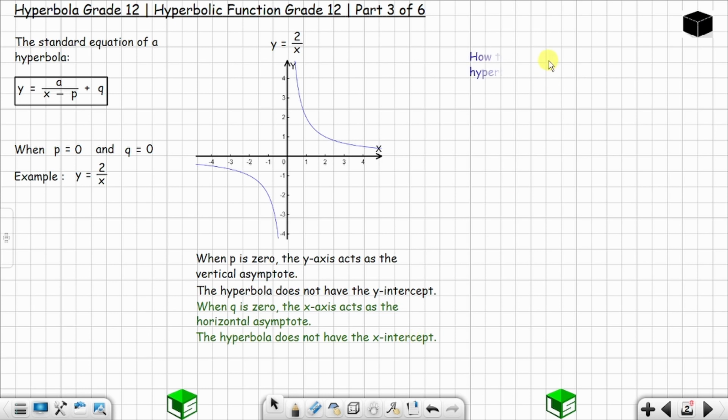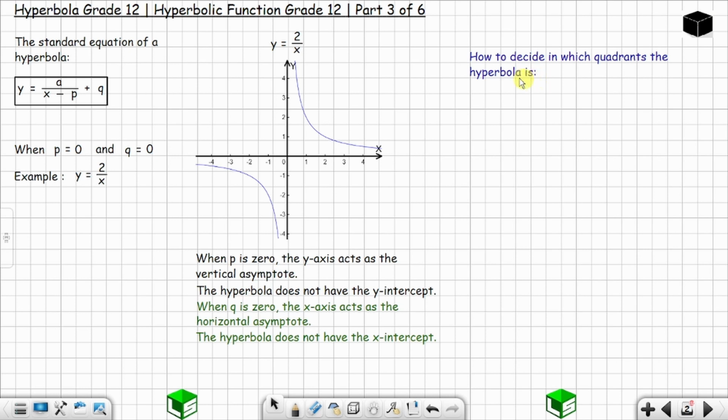Now, how to decide in which quadrant the hyperbola is? How can you decide in which quadrant the hyperbola is? You don't need to memorize this. You have to understand this. It is simple. I don't want you to memorize this, because if you memorize, you are going to forget it. But you have to understand how to find in which quadrant the hyperbola is.